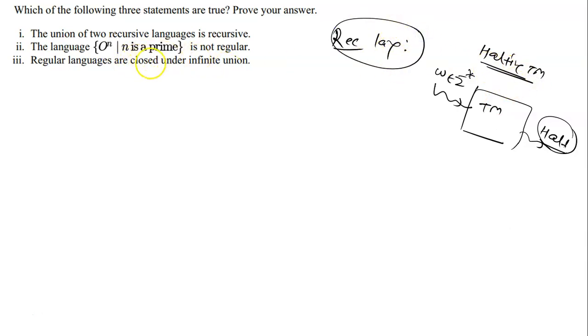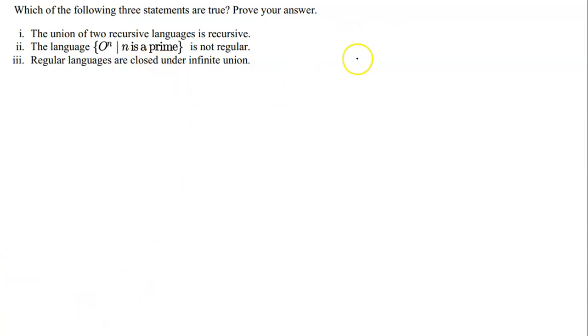Now he is saying the union of two recursive languages is recursive. So this is true and we can very easily prove it. Let's assume that L1 and L2 both are recursive languages. Because L1 is recursive, we have a halting Turing machine, let's call it H1. And because L2 is recursive, we have a halting Turing machine, let's call it H2. So now we can make a halting Turing machine for L1 union L2.